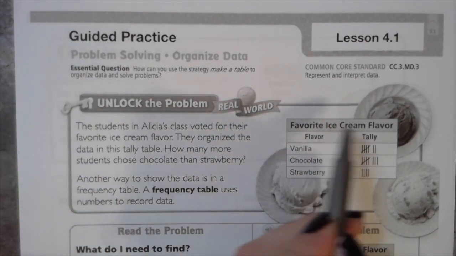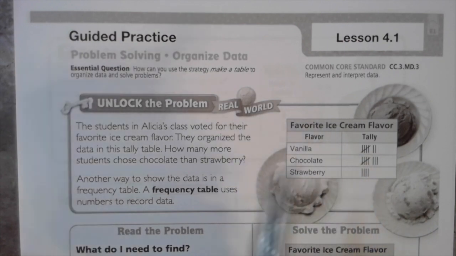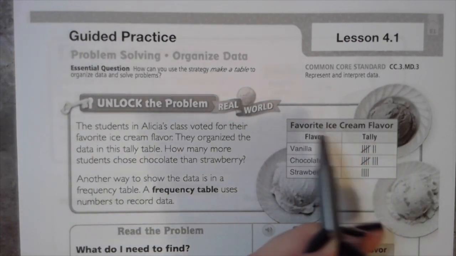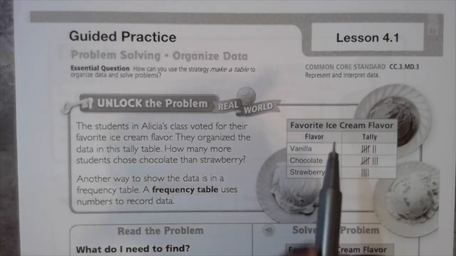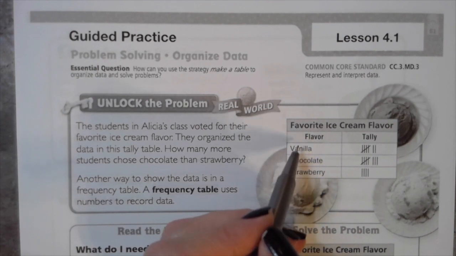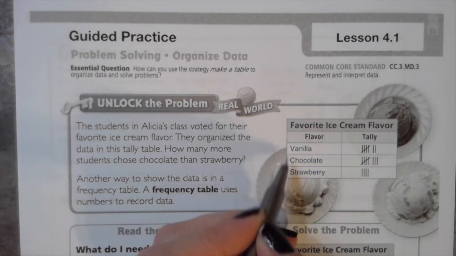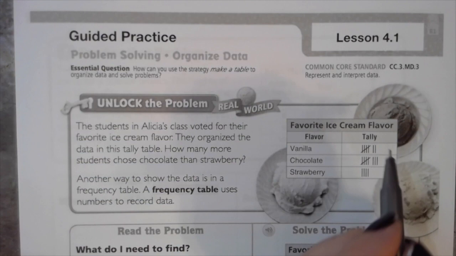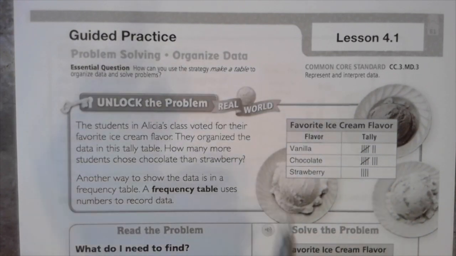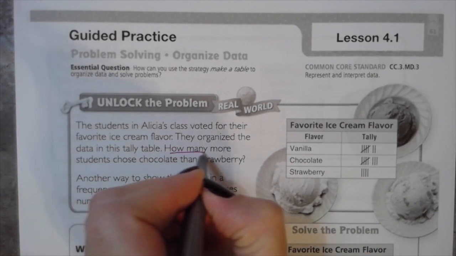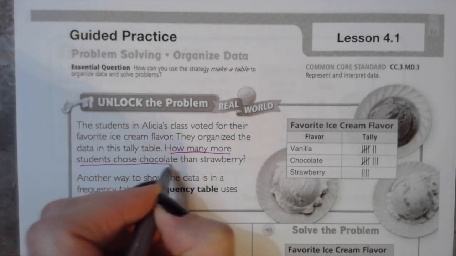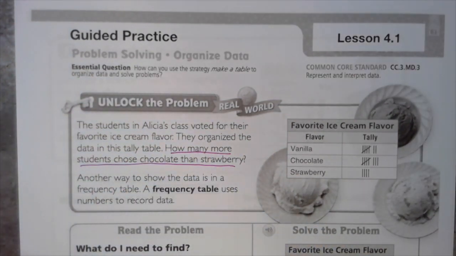Okay, so here we have a tally mark chart. The title is favorite ice cream flavor. That tells us what we're looking at. Okay, flavor. These are the labels. Vanilla, chocolate, and strawberry. And then the tallies are the amounts. Okay, so we have to answer the question, how many more students chose chocolate than strawberry?